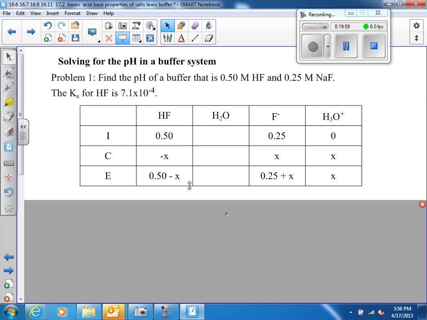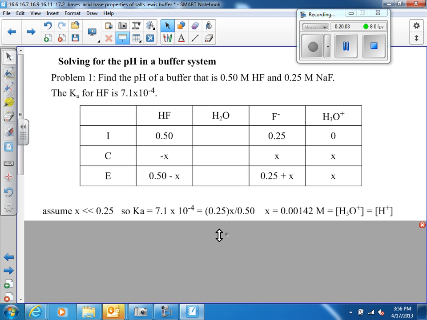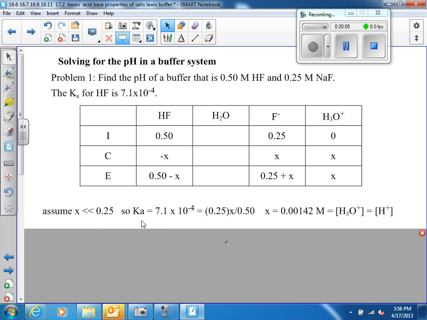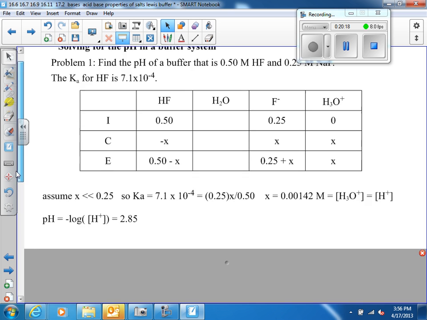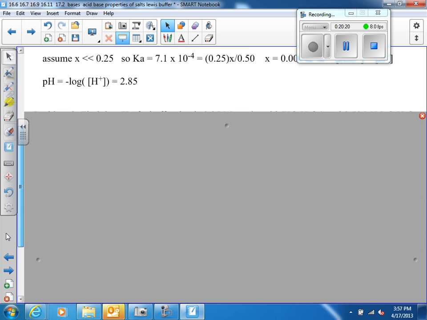Okay, now we're going to assume, what do you think we're going to assume? X is much smaller than 0.25. And we have our Ka, which would be products, 0.25 times x over 0.5. We got rid of the minus x and the plus x. We solve for x, which is, notice the H+. Take the log. Gives me my pH.